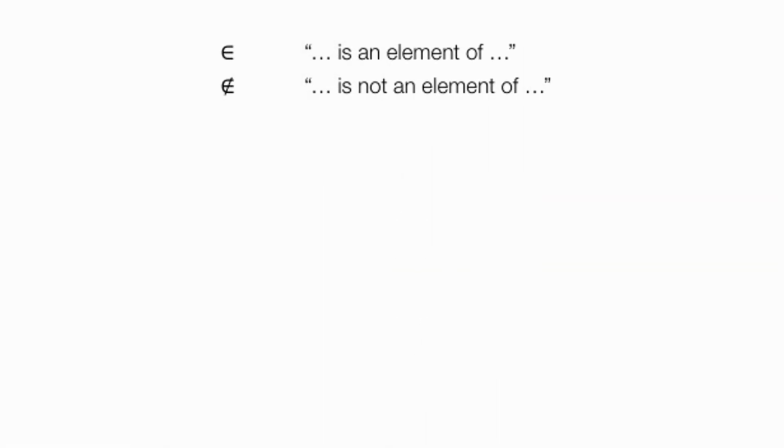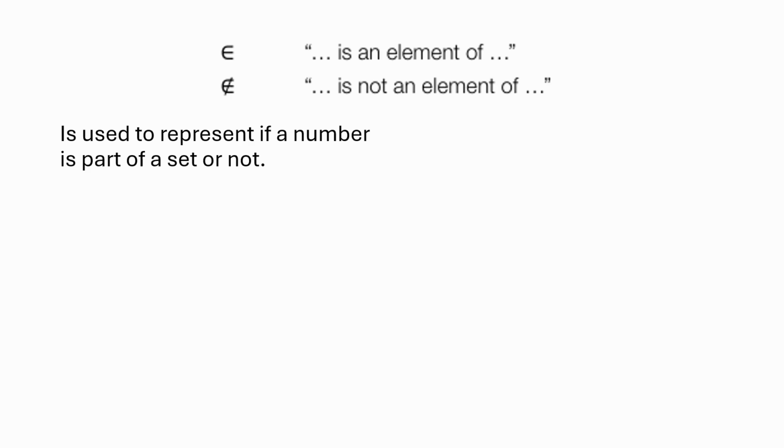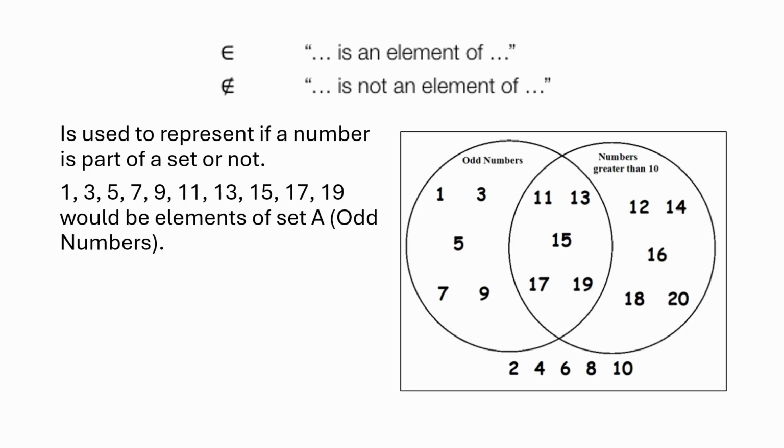We use this symbol to denote if an element is an element of a set. So, for example, we can say that 2 is not an element of either set. We can name them sets A and B. We can do 2, then using the crossed out E, 2 crossed out E, B. It's not a part of B.